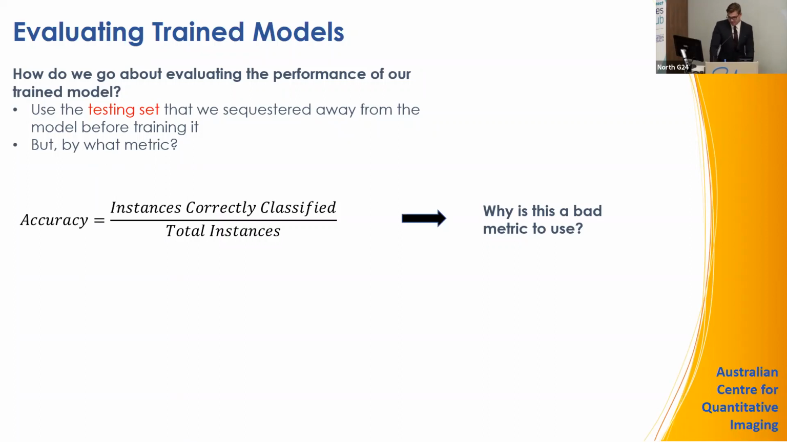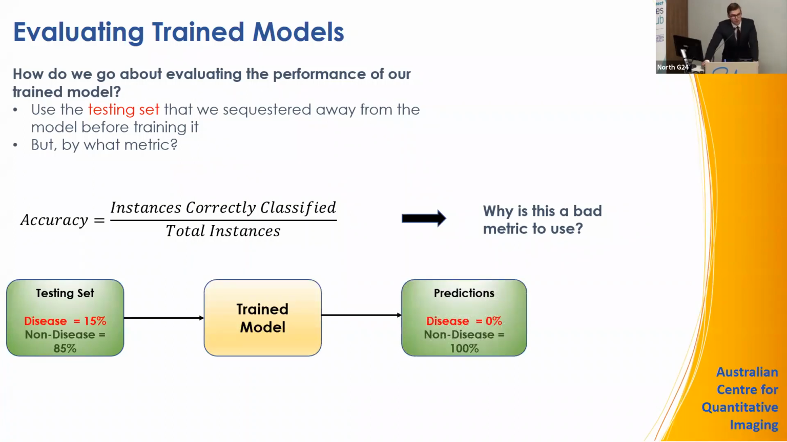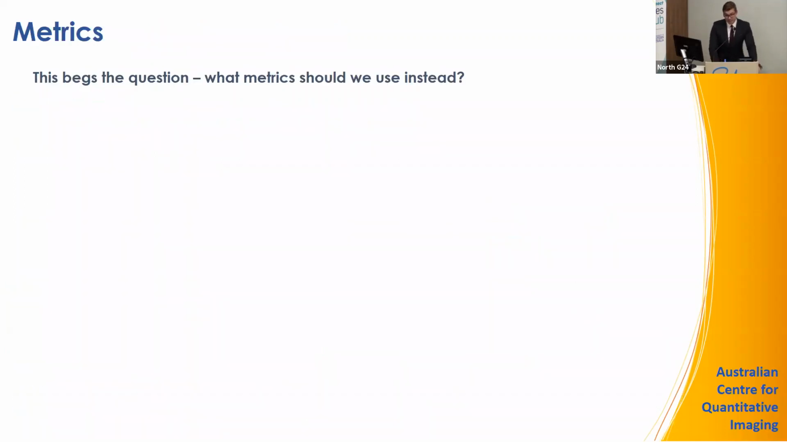Accuracy, defined as the instances correctly classified, divided by the total instances in your data set. Why might this be a bad metric for us to use? Well, let's go back to the same testing set with the class distribution that we were describing before. We have 15% of our examples as disease, 85% as non-disease. If our trained machine learning model outputs as its predictions 100% of them non-disease, so it predicts everything to be not that particular disease that we're looking at, we'll get an accuracy of 85%. So clearly, this metric isn't going to suffice if we want to characterize how well our model is performing, particularly with large class imbalances.